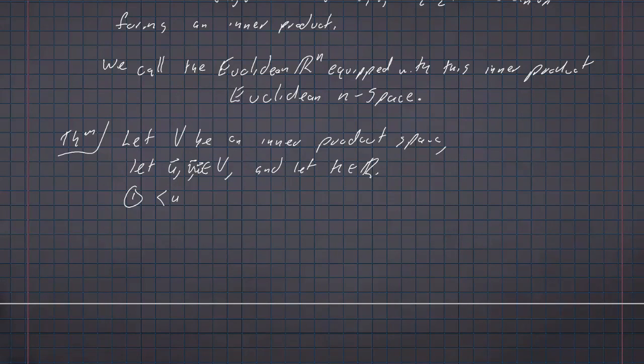Let V be an inner product space. Let u, v, and w each be vectors in that space, and let k be any real number.